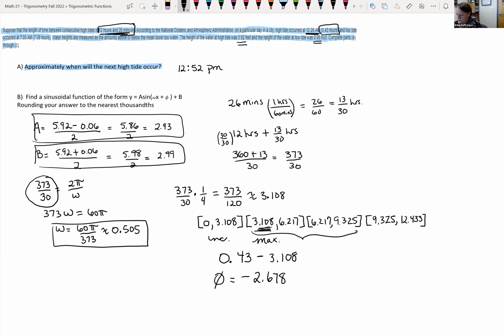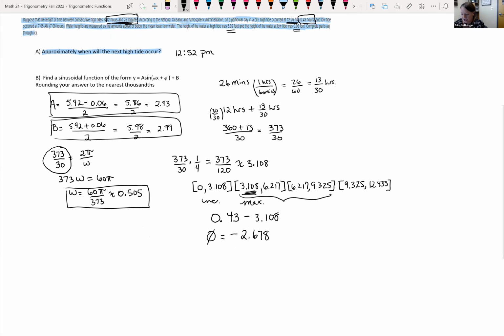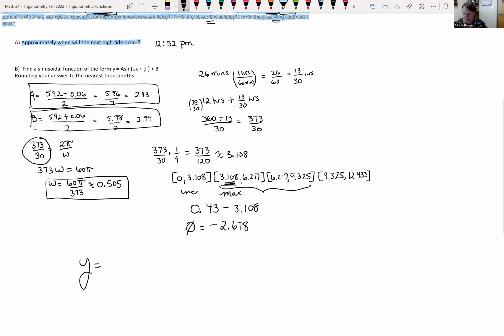So far, let's write out what we have. We have y is equal to A, which we said is 2.93, times sine of our omega, 0.505 x, in parentheses: x minus negative 2.678. And then outside of the parentheses, we have plus 2.99.